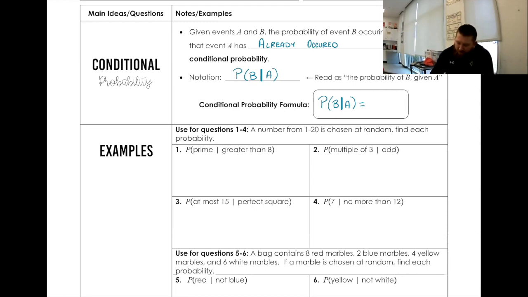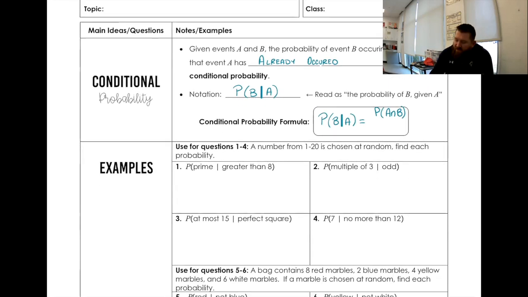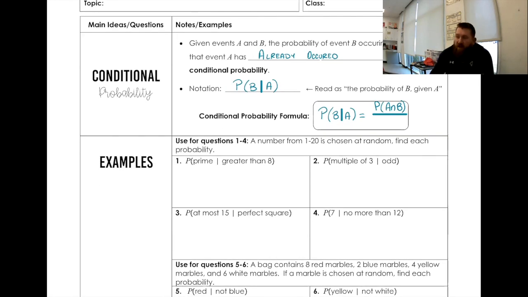B given A equals the probability of A and B occurring divided by just the probability of A. So A has already happened, and now we want to know, what is the probability of A and B happening? It's a little weird right now, but let's put some numbers to it, some examples, and see if we can figure out what's happening.